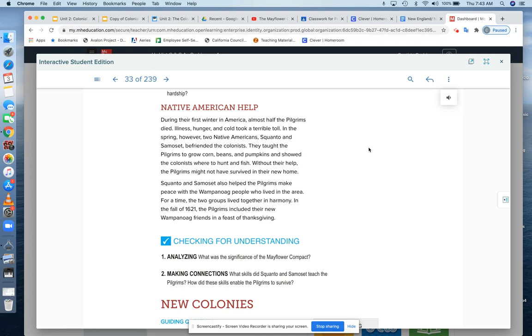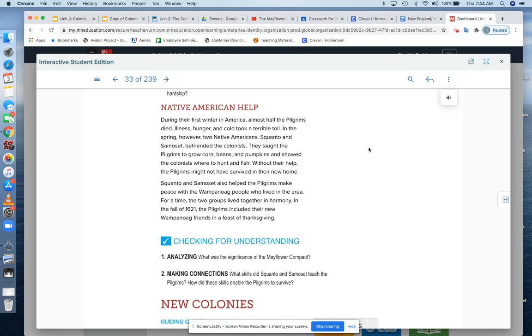In the spring, however, 2 Native Americans, Squanto and Samoset, befriended the colonists. They taught the Pilgrims to grow corn, beans, and pumpkin, and showed the colonists where to hunt and how to fish. Without their help, the Pilgrims might not have survived in their new home. Squanto and Samoset also helped the Pilgrims make peace with the Wampanoag people who lived in the area. For a time, the 2 groups lived together in harmony.